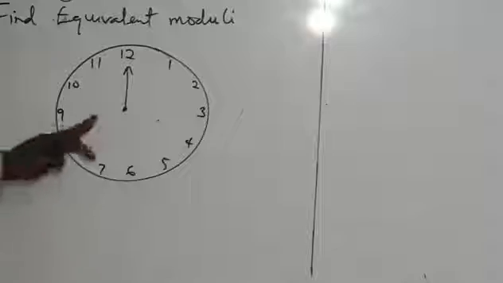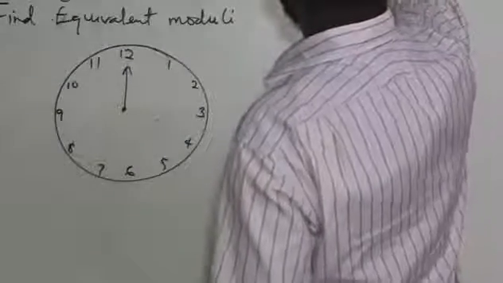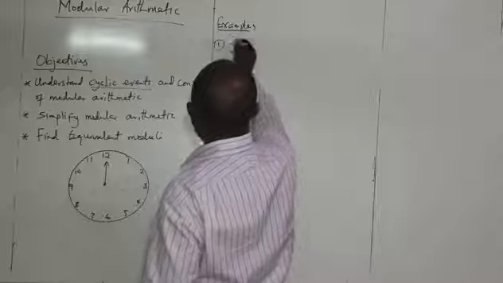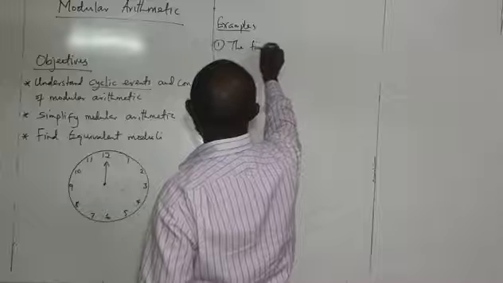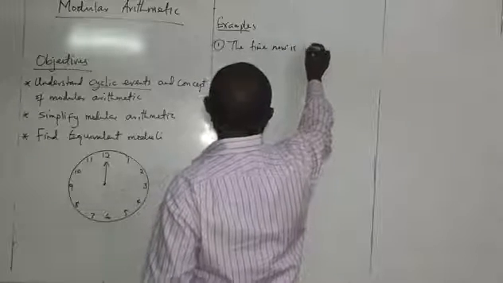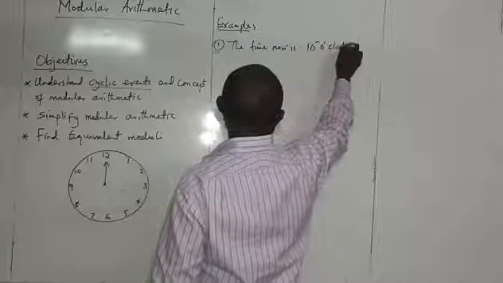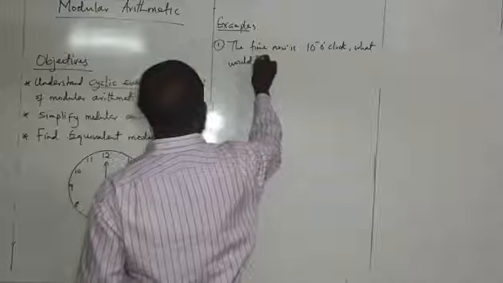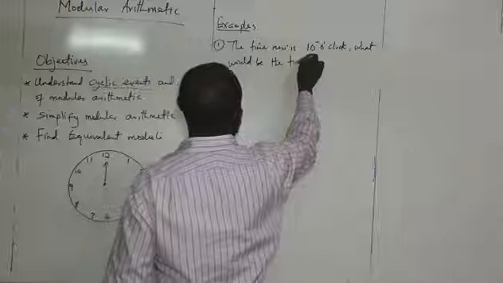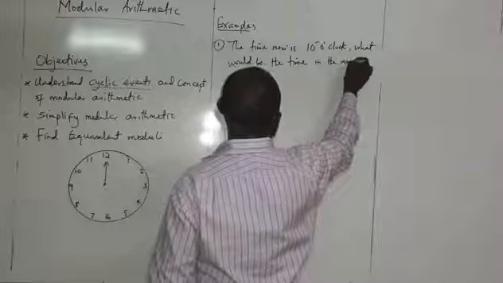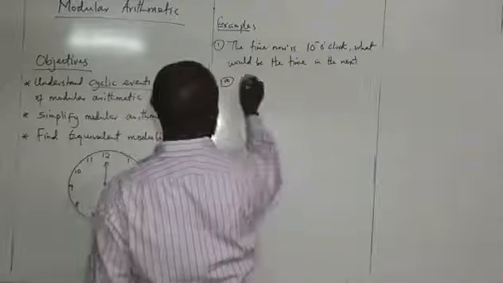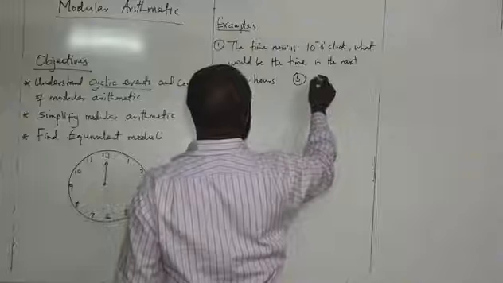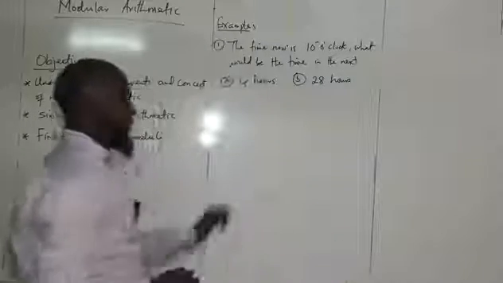Now, let's look at this example. Assuming the time now is 10 o'clock, what would be the time in the next A, let's say 6 hours, then B, let's say 28 hours. So let's look at these two examples.